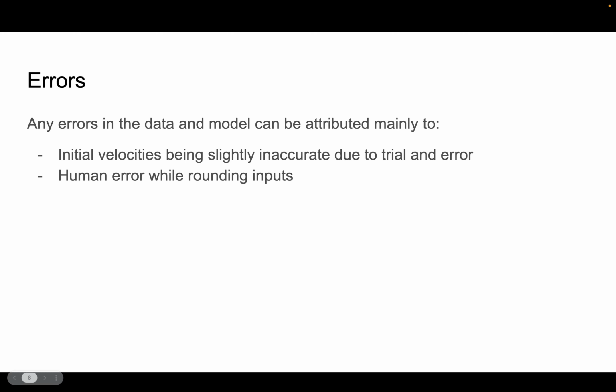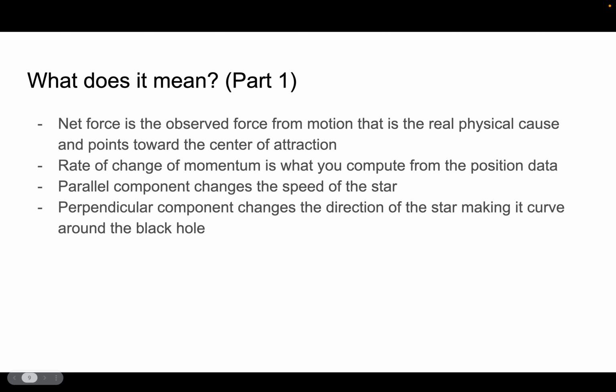Any errors in this data and model can mainly be attributed to initial velocities being slightly inaccurate due to trial and error, as well as any human error while rounding the inputs that we put into the computational model.